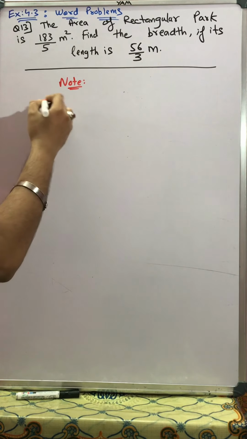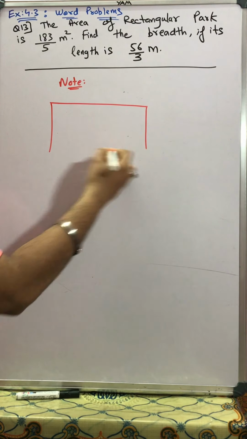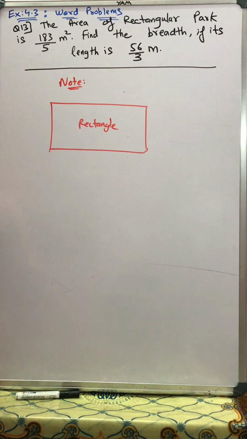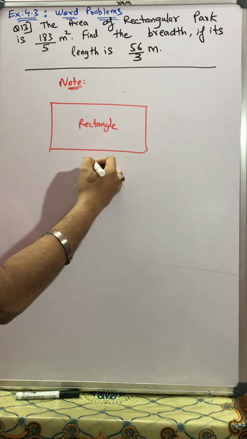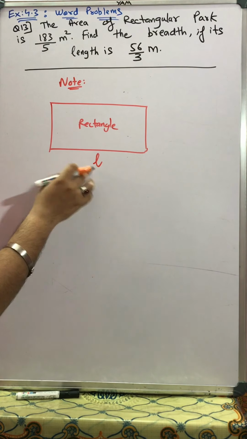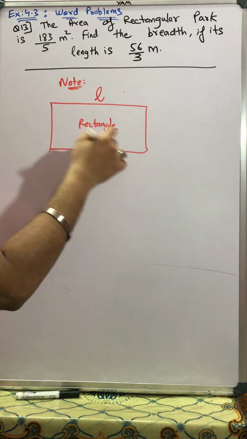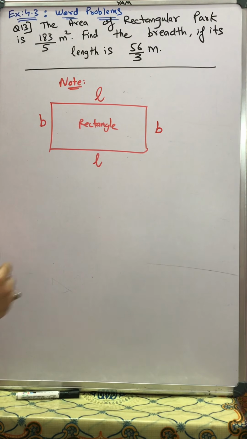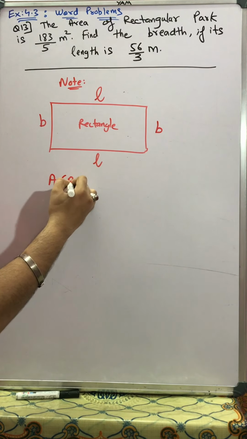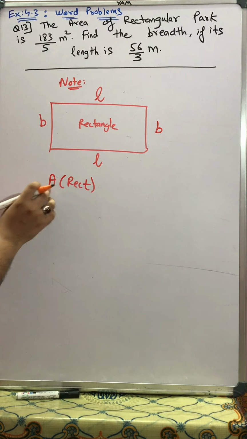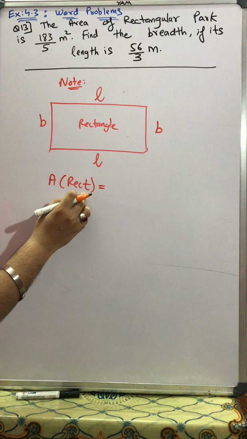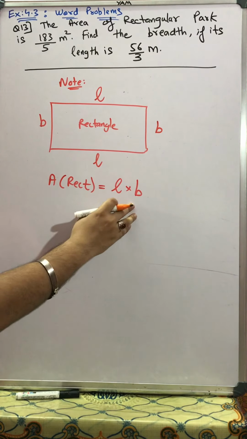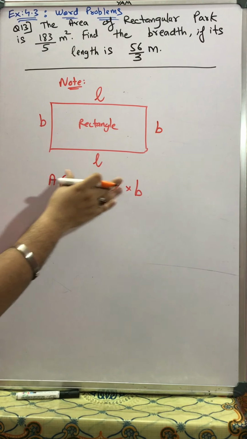Basic properties about a rectangle. Let us say that I have a rectangle. Let us say this bigger side is the length, denoted by L. Of course, the opposite sides are equal, and this is the width, also called the breadth. Opposite sides are equal. Now, how to find the area? Area of the rectangle, in short form I write A. Capital A means area. Area of a rectangle is length multiplied by breadth. This is the formula for finding the area of a rectangle.